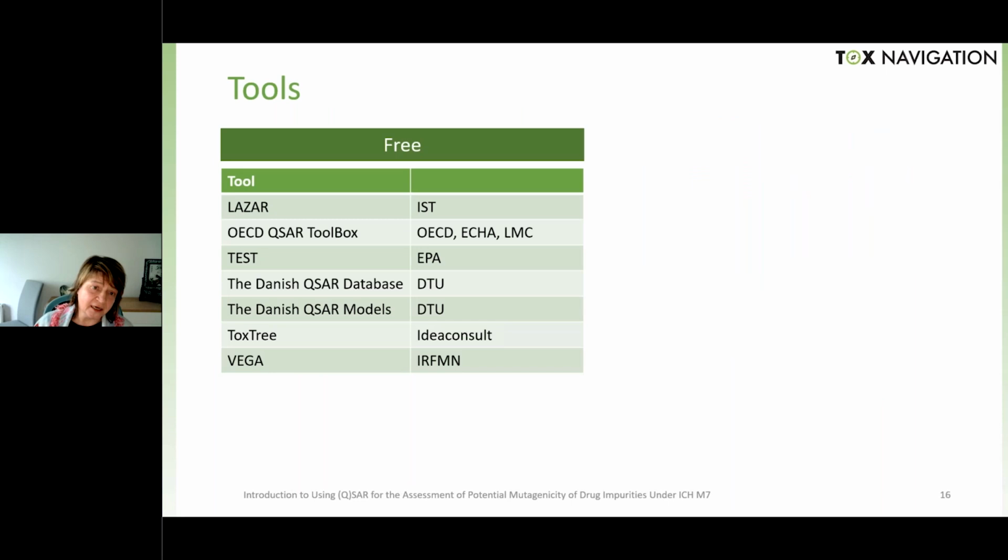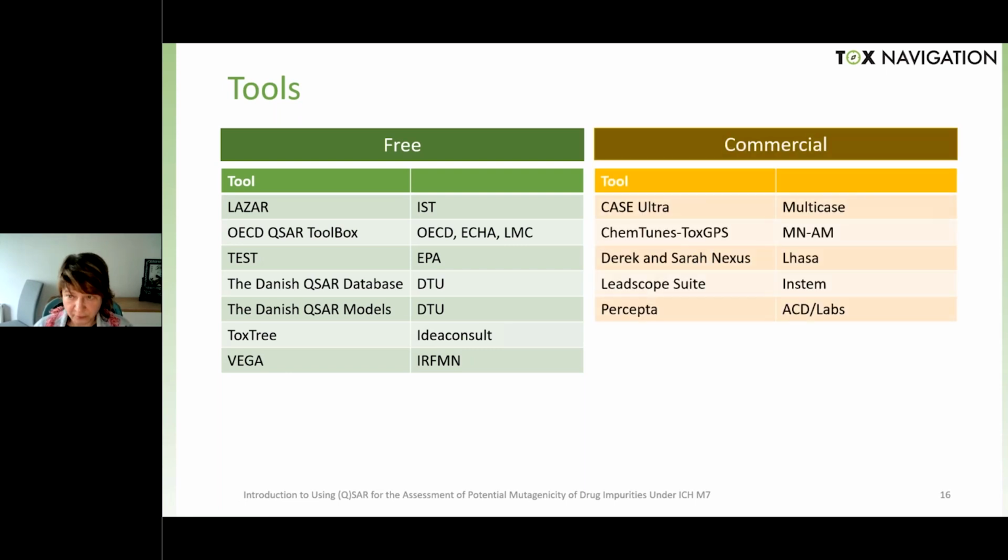So there exist a lot of different tools that contain models to predict mutagenicity. This is a list of the freely available tools. It's not complete, but these are the best known and the ones that I typically use. And we have a list of the commercial ones. Again, it might not be complete, but these are the well-known ones and the ones that are typically used. They are included in these tables in pure alphabetic order.